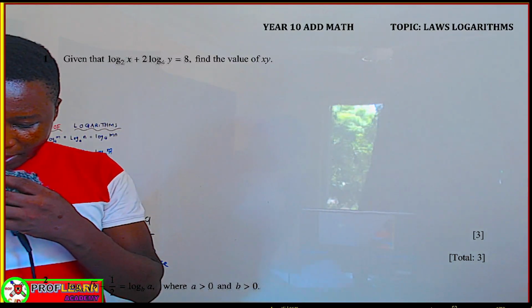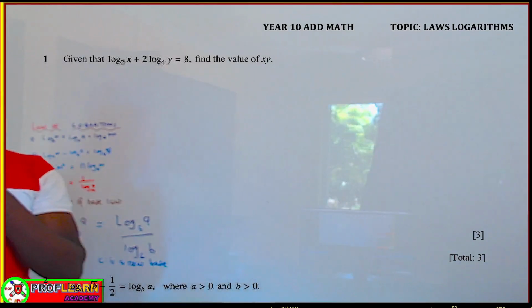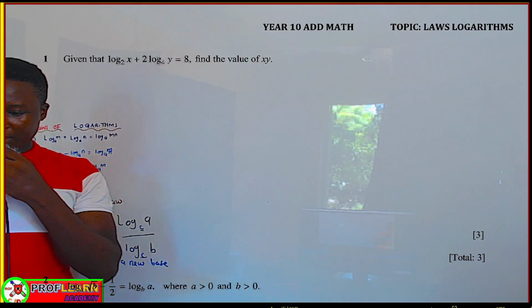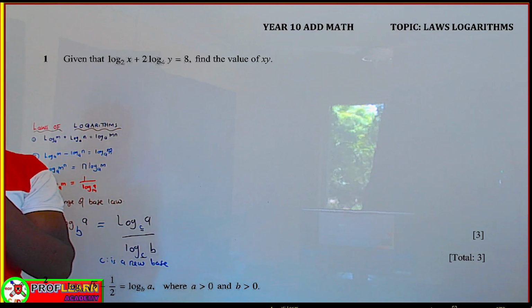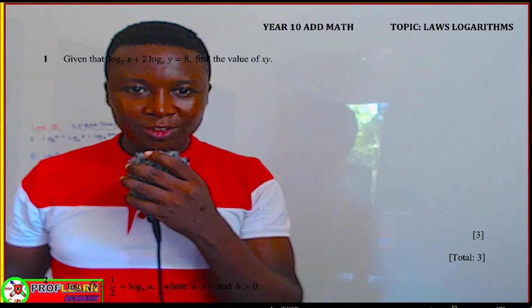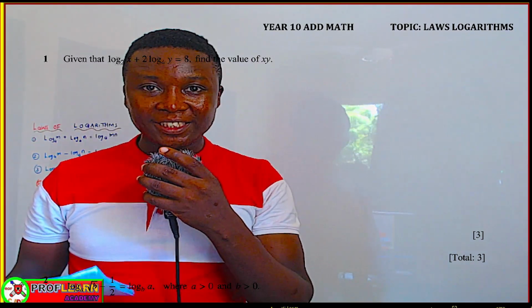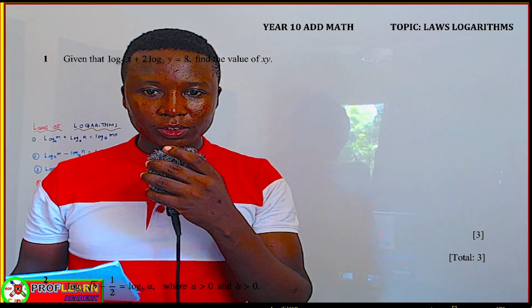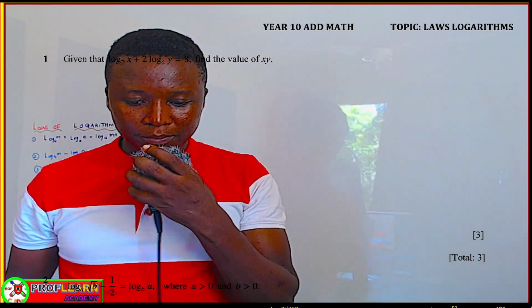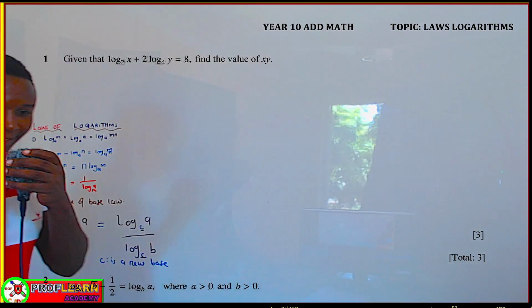Here I can see we are given a question that log x base 2 plus 2 log y base 4 equals 8, and we are supposed to solve for the value of y. So the first thing that you need to do in this particular question is to check if the bases are the same, because if the bases are not the same, you cannot proceed until you are able to make the two bases the same.